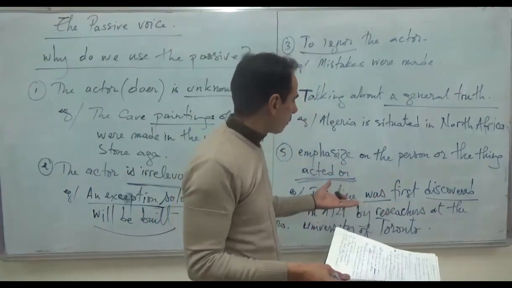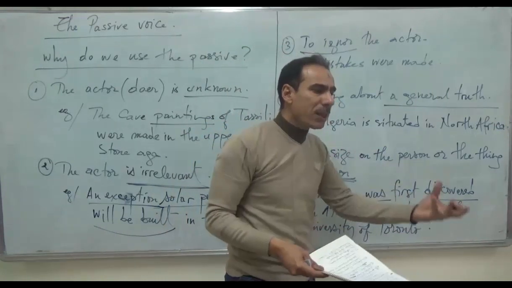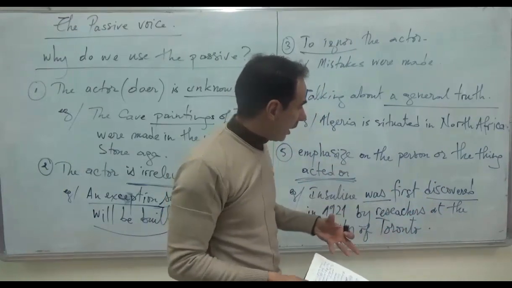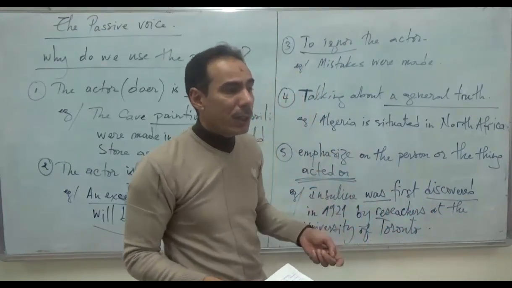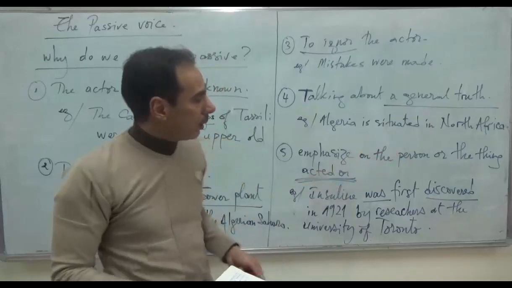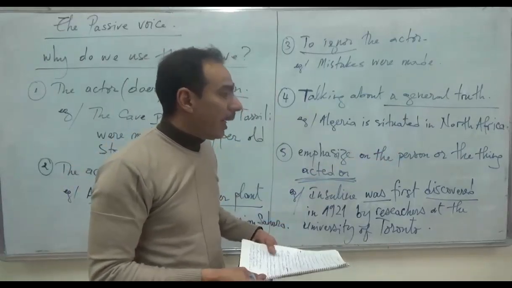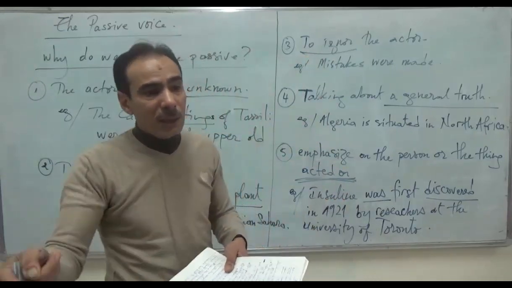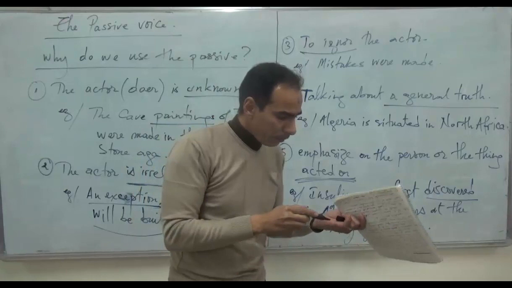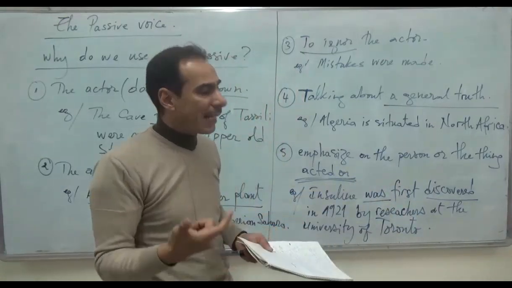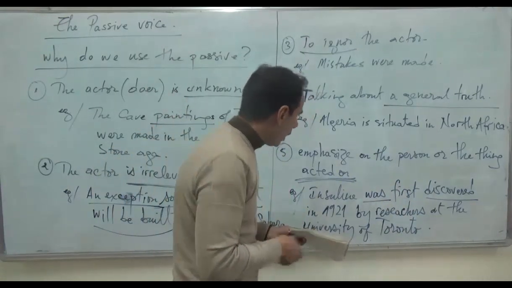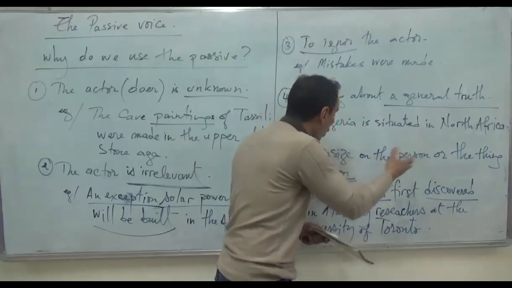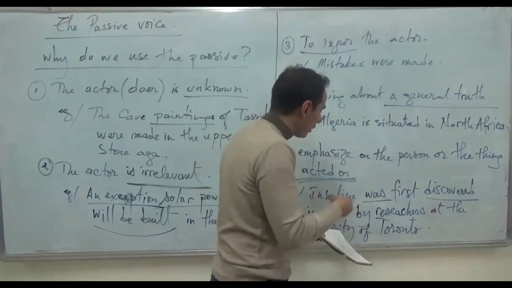Who discovered it? Researchers, of course. We don't give names. From the moment I don't want to emphasize on the actor, but if I have a name, for example, Doctor or Professor, I don't know who, Johnson, or I want to emphasize on him, I say, Dr. Johnson discovered insulin in 1921, and this is more logical to use the active voice to emphasize on the doer. Here I don't want to emphasize on the doer, I want to emphasize on the person or on the thing acted on here, which is insulin.